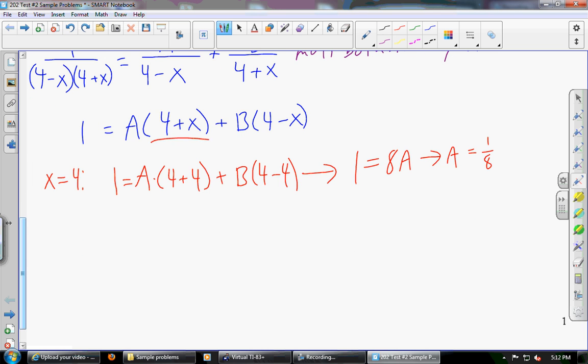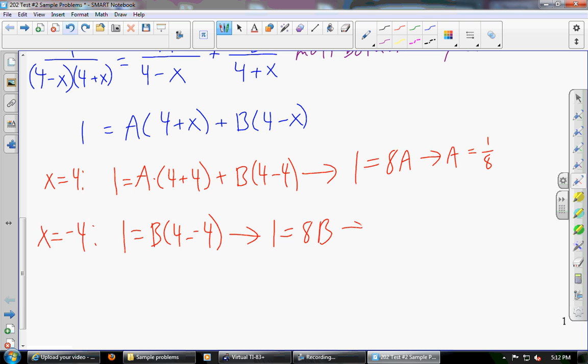What value of x is going to make this one go away? It's negative 4. So all the x's become negative 4. Left-hand side is always 1. When you plug in negative 4, you get nothing here, so we're just going to jump to the punchline. B times 4 minus negative 4. So that means that 1 is equal to 8b, and b is also 1/8.